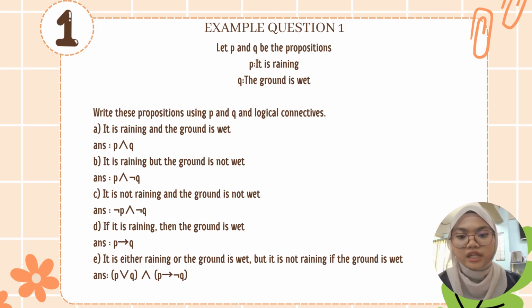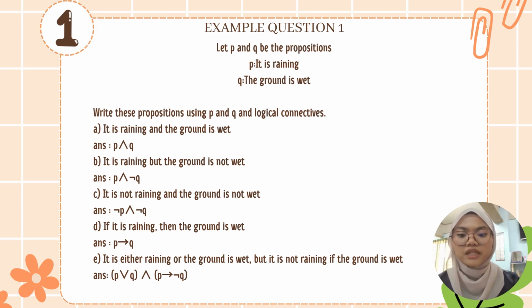B, it is raining but the ground is not wet. Answer: P and not Q. C, it is not raining and the ground is not wet. The answer: not P and not Q. D, if it is raining then the ground is wet.